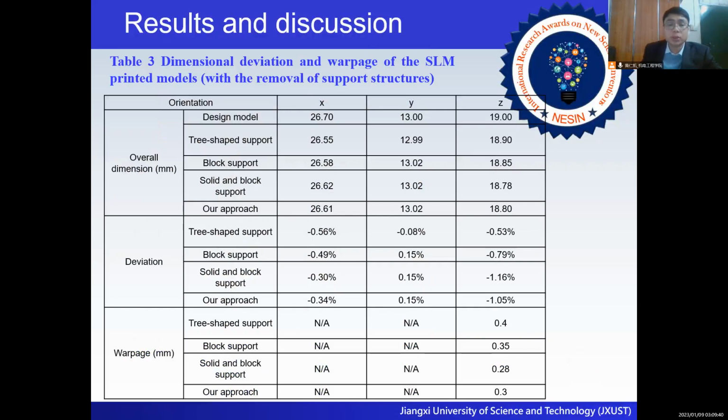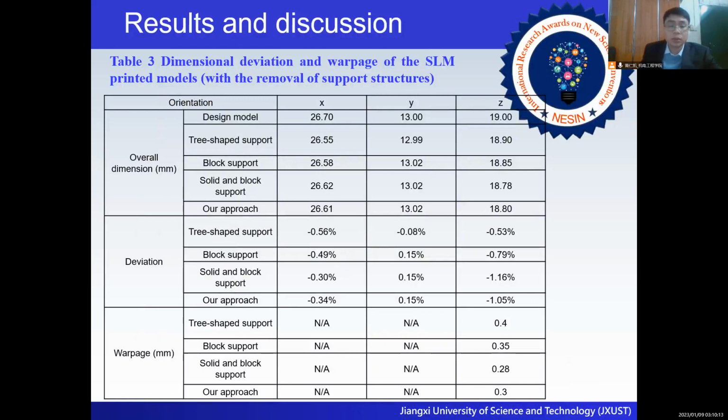We measured the 3D dimensions of the SLM printed models to evaluate the effect of the grid tree composite supports generated by our approach on the forming quality of the SLM printed models. Table 3 lists the dimensional deviation and warpage of the SLM printed model.